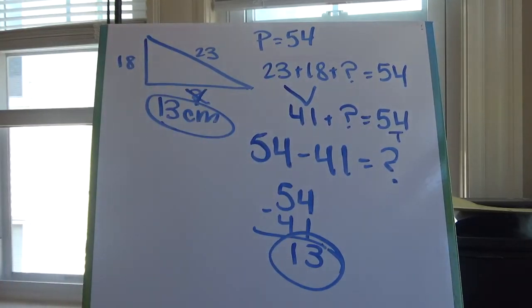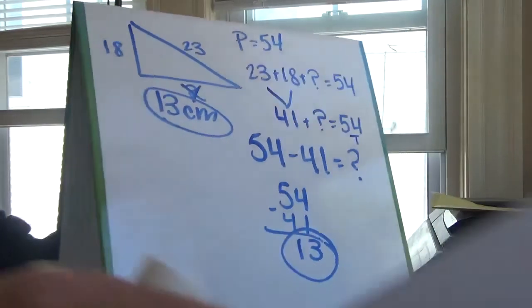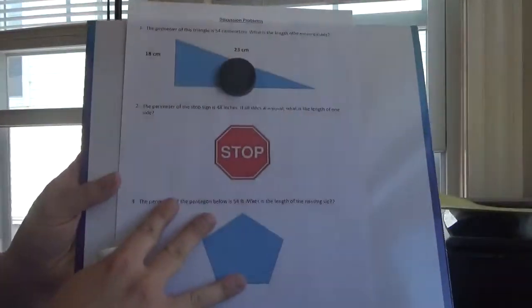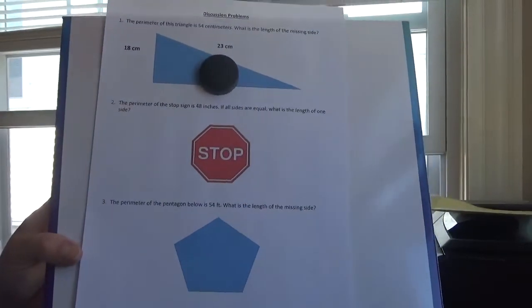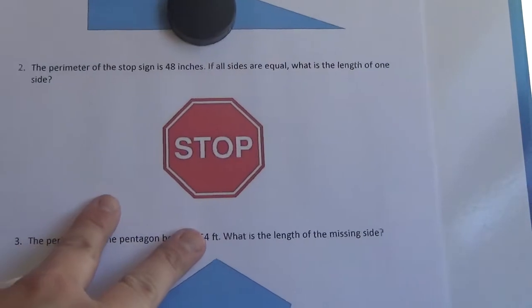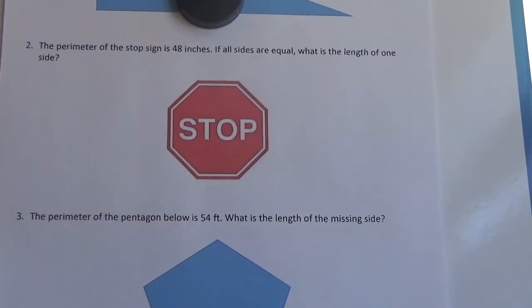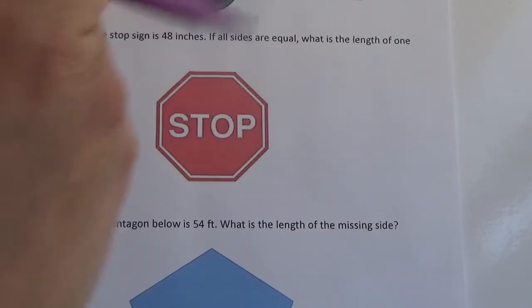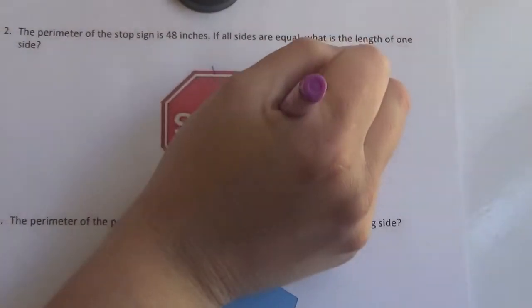Fantastic. The second problem that we are going to be working on together too is the stop sign problem. Think in your head as I zoom in, what shape is a stop sign? What is the shape of a stop sign? Well, the shape of a stop sign is an octagon because a stop sign has 8 sides.